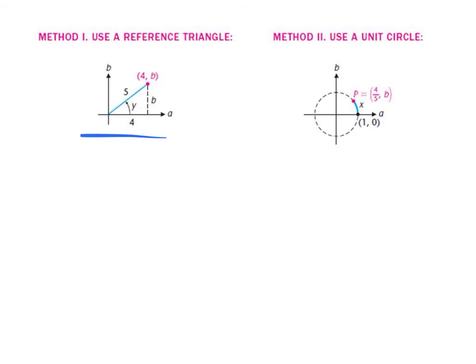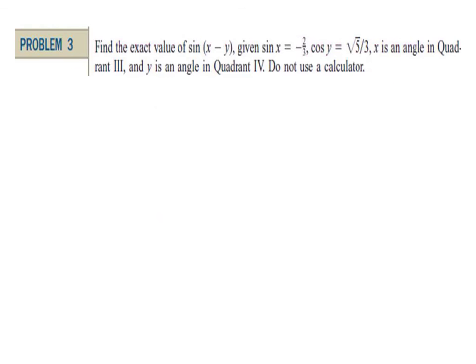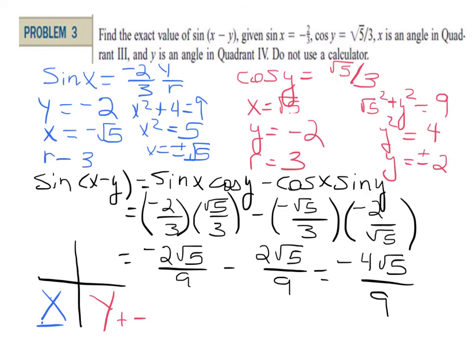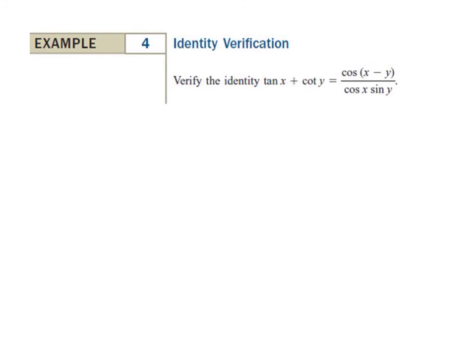Okay, so these are the two methods you can use. It's totally up to you what you want to use. I just like to use a triangle because it seems simple to me. All right, so now in problem 3, this is what you're going to do. I'm going to pause. Go ahead and try it. Okay, here's how I did the problem. The quadrants tell you what your values are going to be for your x and y. Okay, let's go to number 10.